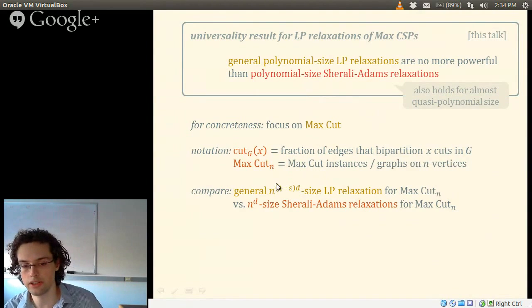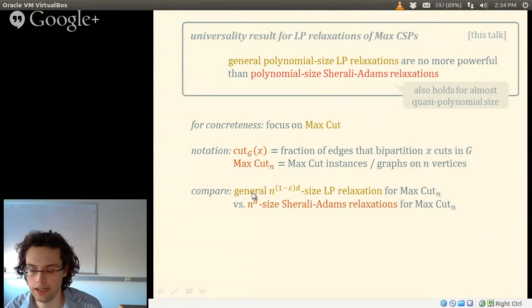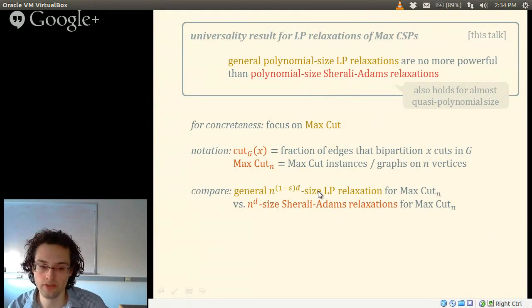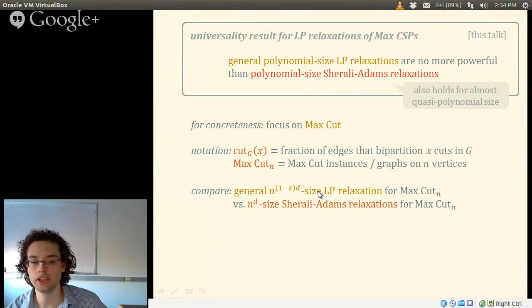What we'll try to do is compare LP relaxations of size roughly n to the d, and the approximations that they can achieve, to degree d Sherali-Adams relaxations and the approximations that they can achieve. Depending on what value d is, general LP relaxations will achieve a certain approximation for max cut, and Sherali-Adams will achieve a certain approximation for max cut, and the claim is that these approximations are the same.